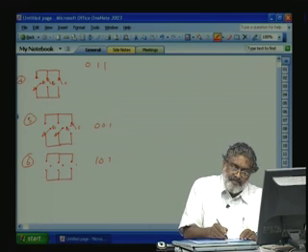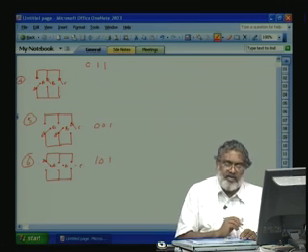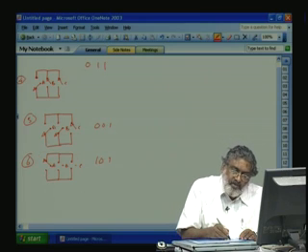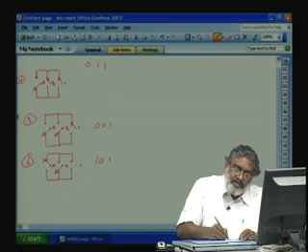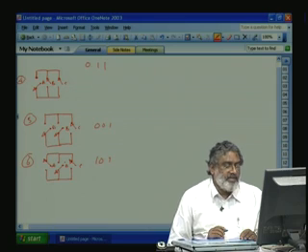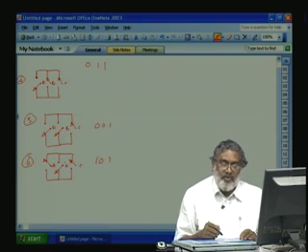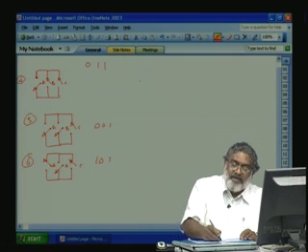This is ABC. Phase A, or pole A, is connected to the top rail and B is connected to the bottom rail. That means the bottom switch is on, and C is again connected to the top. This is 101, state 6. Now, 6 states are over. The next are the zero states, that is 7 and 8.